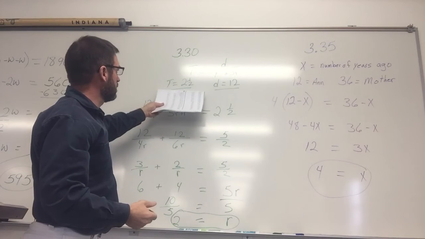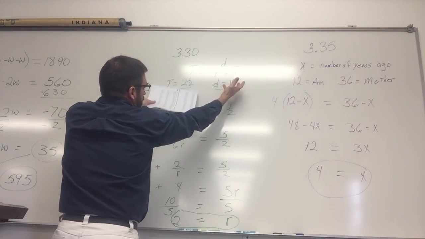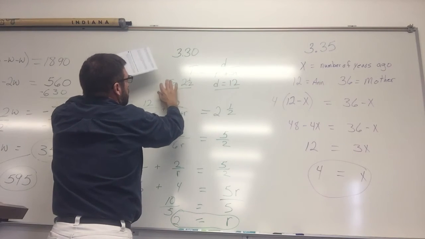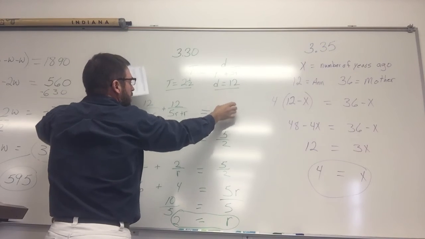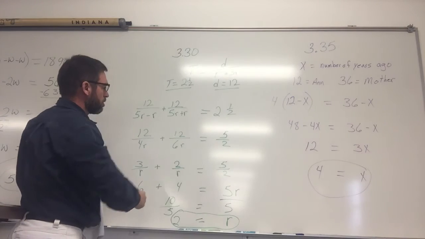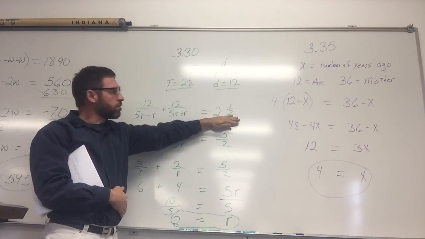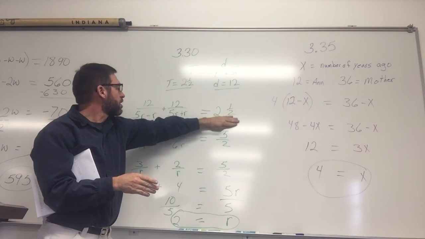Let me see here, what else? Then I put the time is 2.5 and the distance is 12. So I put T for time, D for 12. Now I bring it down. Now I'm ready to work the problem. If you look here, I put the time by itself.